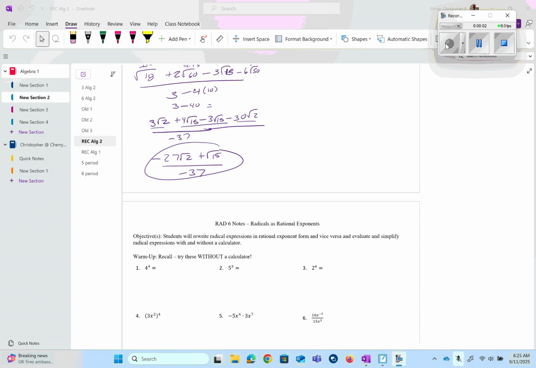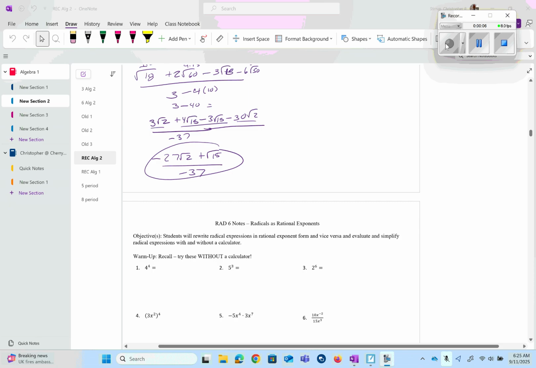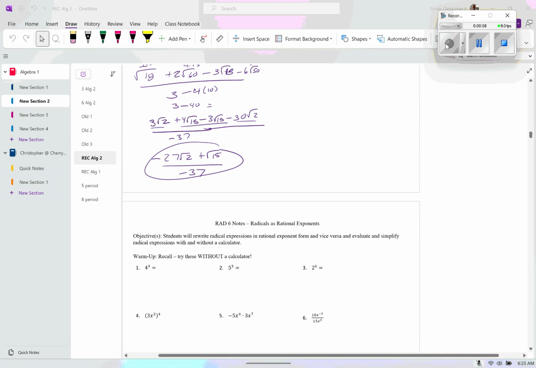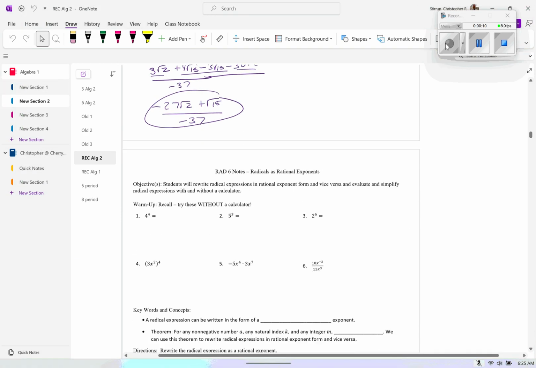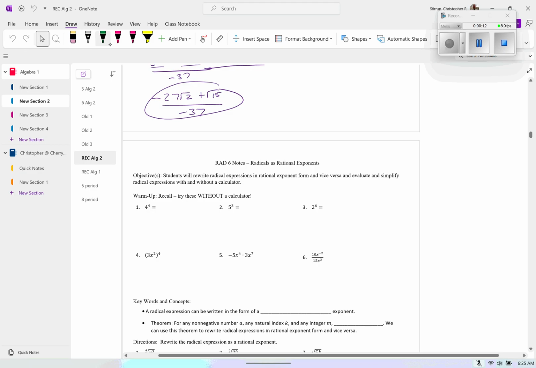On algebra 2. So this is for RAD 6 notes, and I will get the homework as well. So what we want to do, this is without a calculator. You know you can use a calculator.